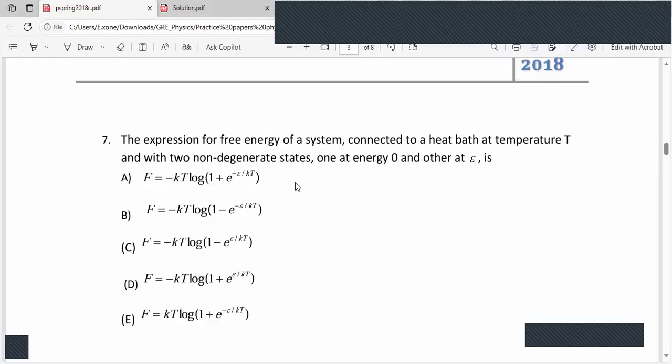Okay, so the next question is about the expression for the free energy of a system connected to a heat bath at temperature T, with two non-degenerate states, one at energy zero and the other at epsilon. So it is from statistical mechanics. We can easily find it by finding the partition function of the given system.